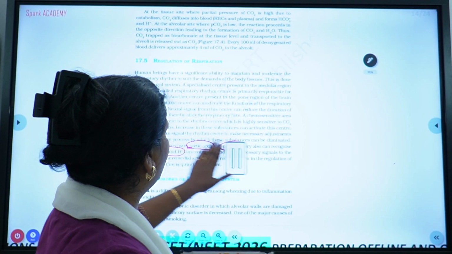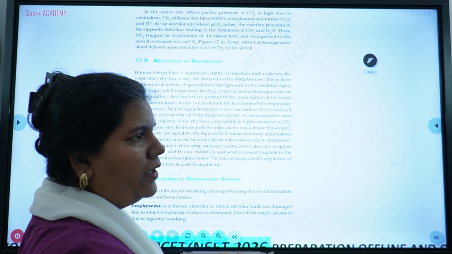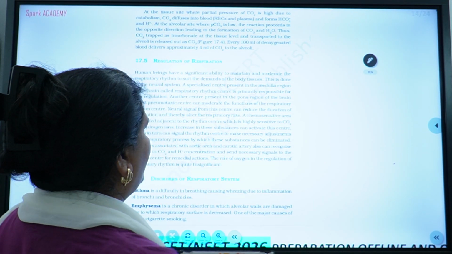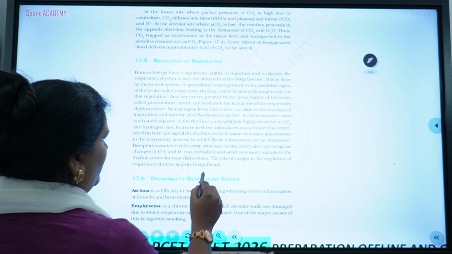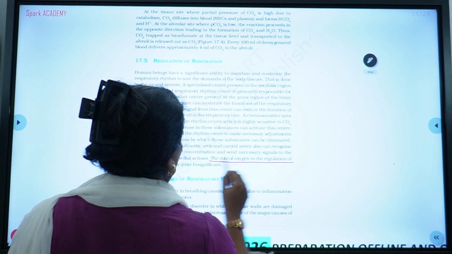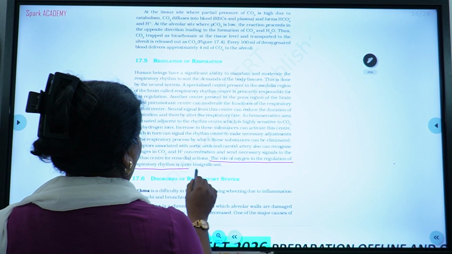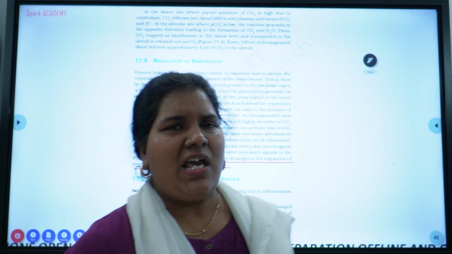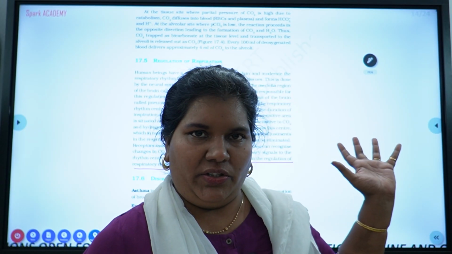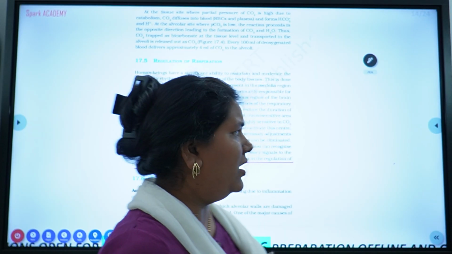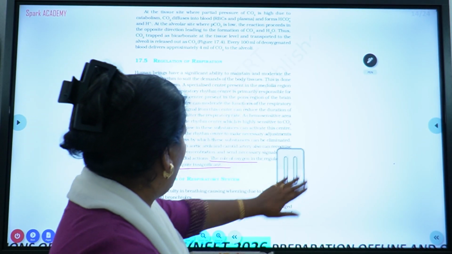So there are four centers which are controlling our breathing mechanism, the main being the medulla, and the rest of them help the medulla, right? And another important point to remember: the role of oxygen in the regulation of respiratory rhythm is quite insignificant. That means the levels of oxygen don't control this regulation. If it increases, it's not a problem. If oxygen levels increase in our body, it doesn't make a difference for us.